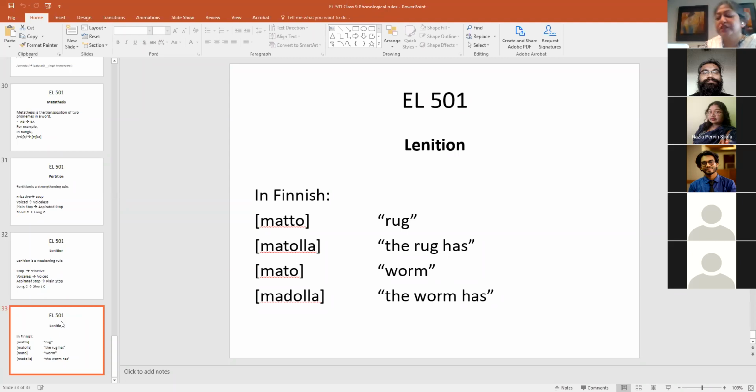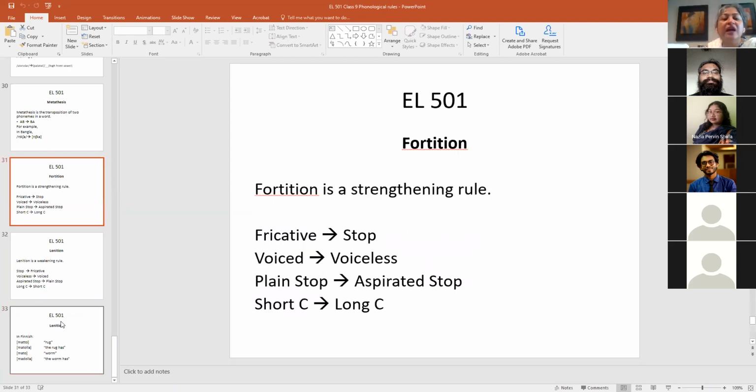Okay? So look at all the different kinds of rules that you have seen and all the processes and try to see which one is a fortition rule and which one is a lenition rule.